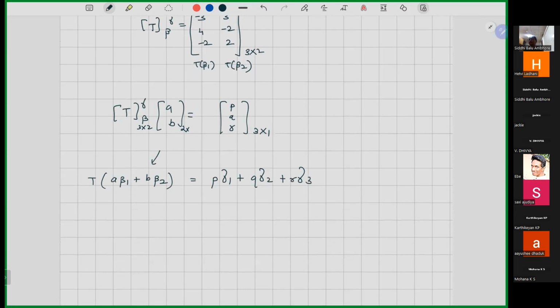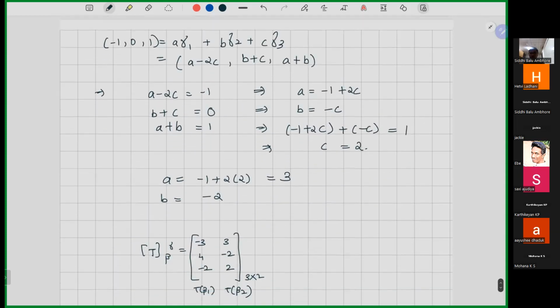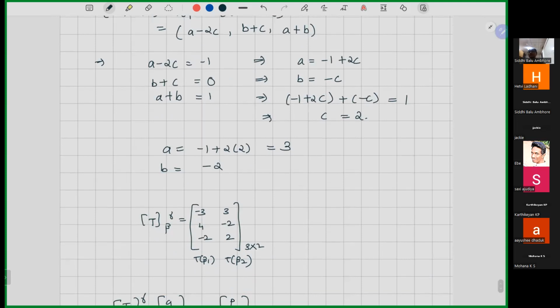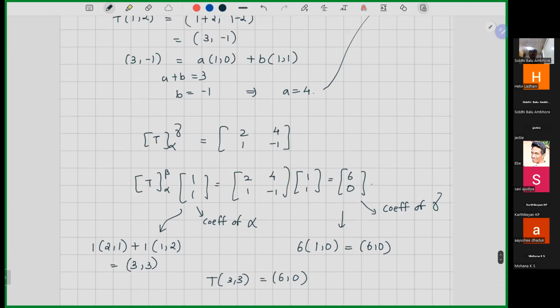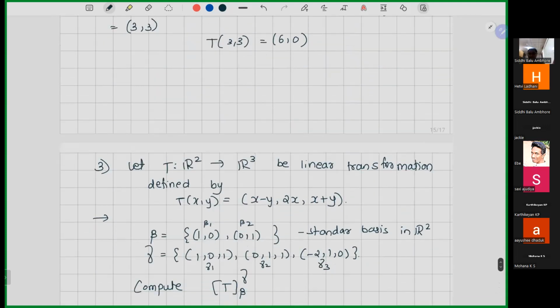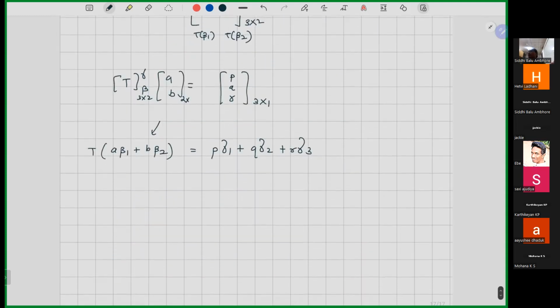Okay, any doubts here? Any doubts? Okay, so you got the idea of how these linear transformation matrices are obtained, what significance they have, and how to find them. Okay, so one last question which we do now is, okay.